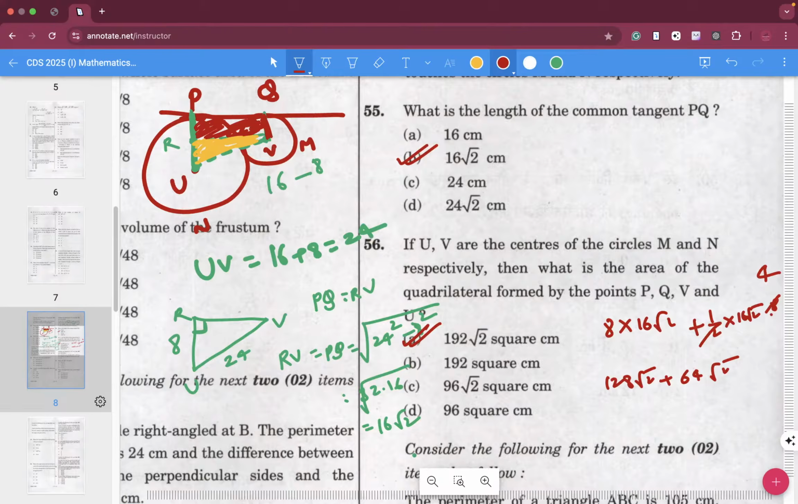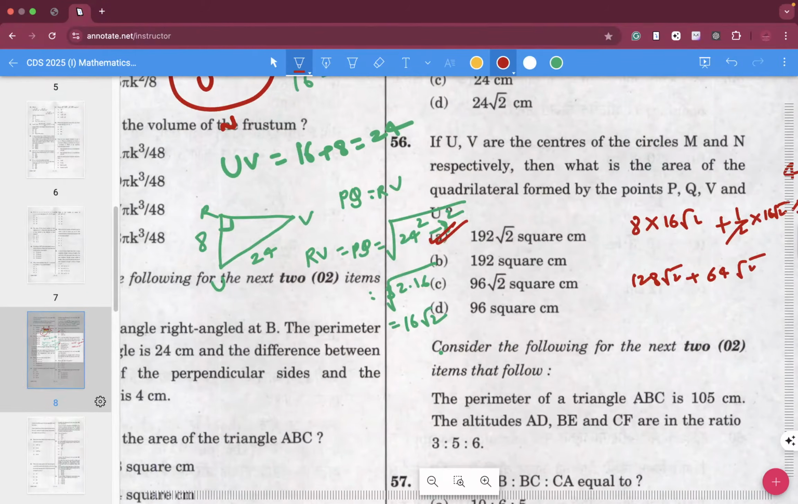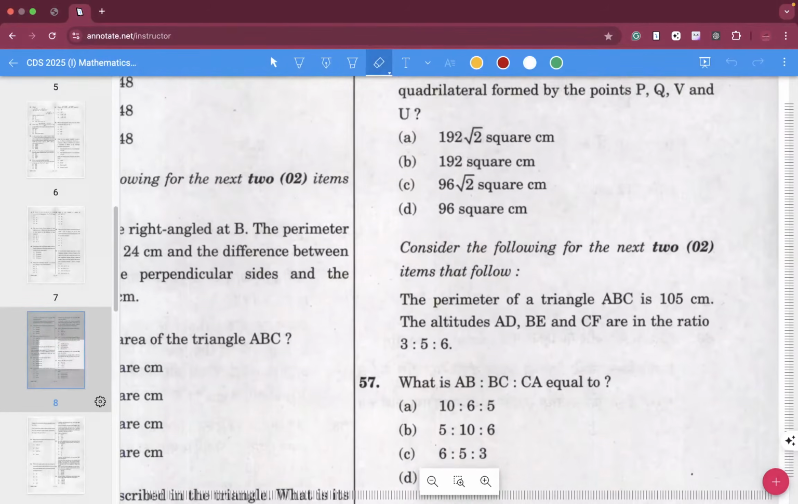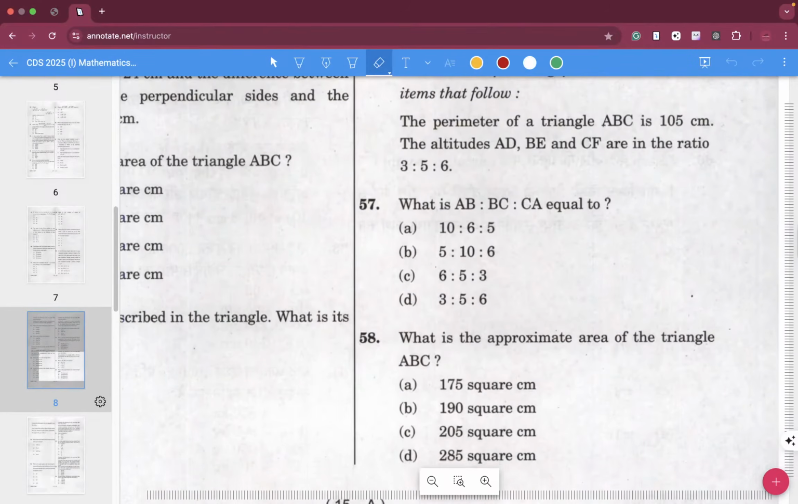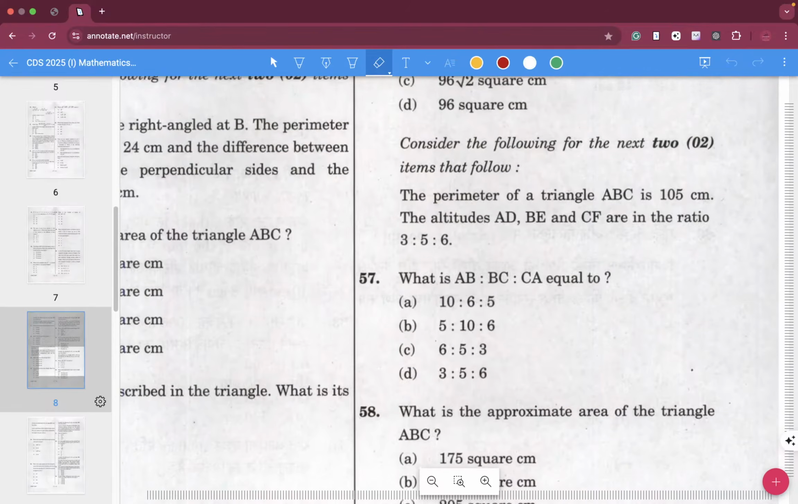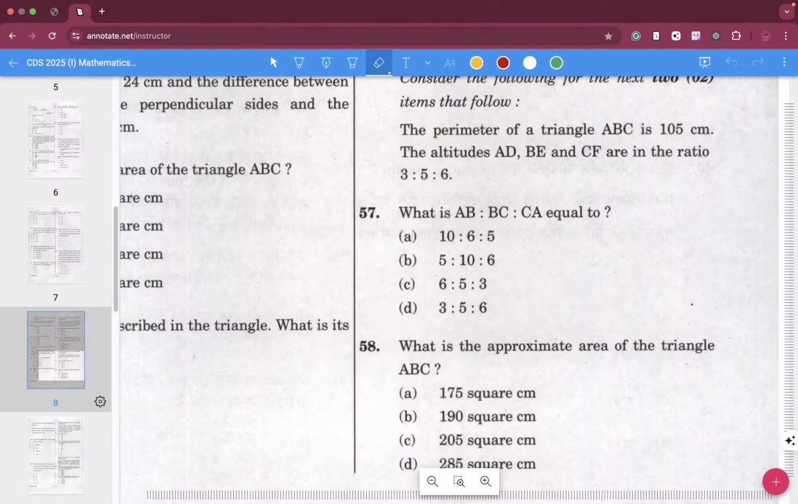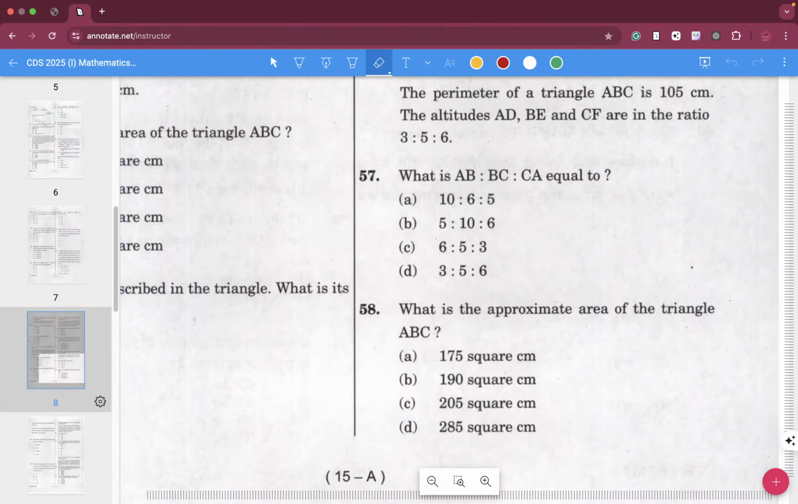Okay. So geometry is definitely not easy. Now consider the following. For the next two questions, this is an easy question.